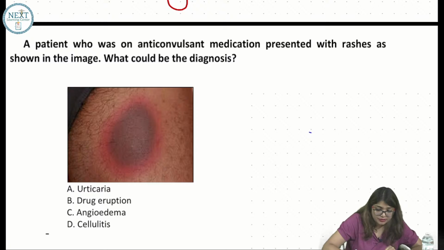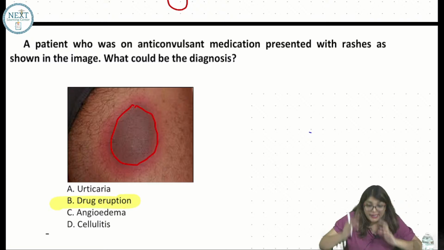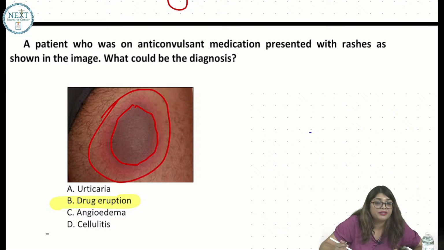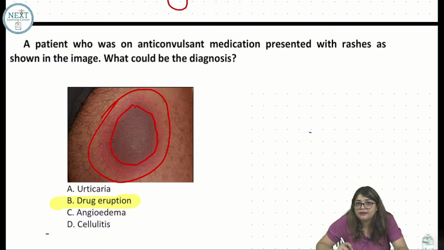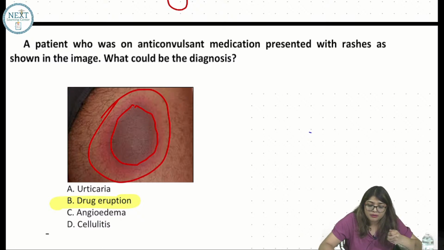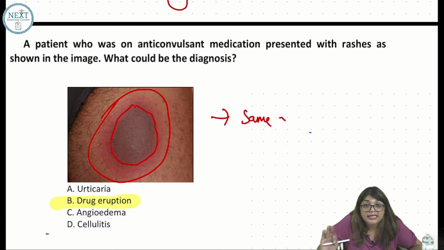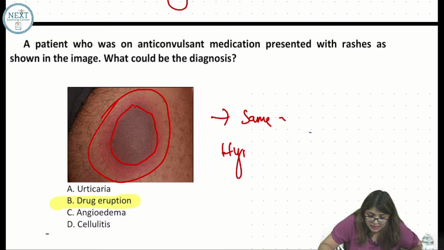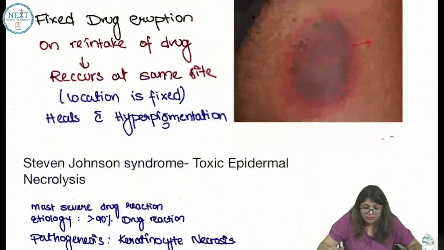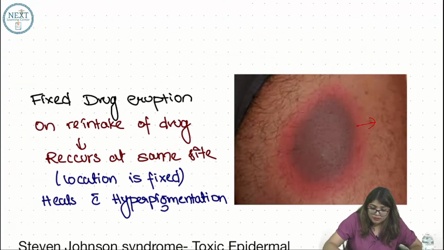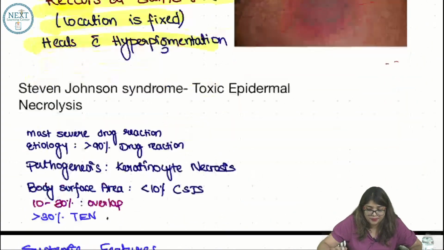So this is very good. This is drug eruption. Can you see what happens? There is pigmentation in the middle while there is erythema in the periphery. That is nothing but drug eruption. And how do you know this is drug related? Because the mark will appear on the same site and it heals with hyperpigmentation. I've written down here: location is fixed and recurs at the same time, heals with hyperpigmentation.